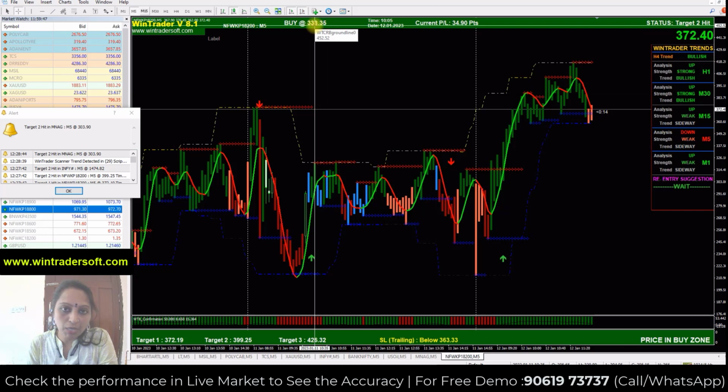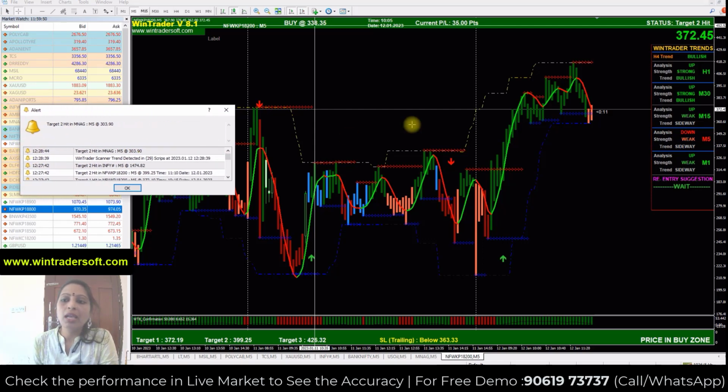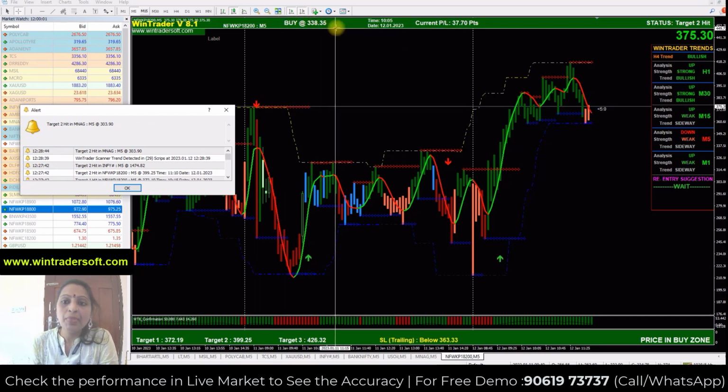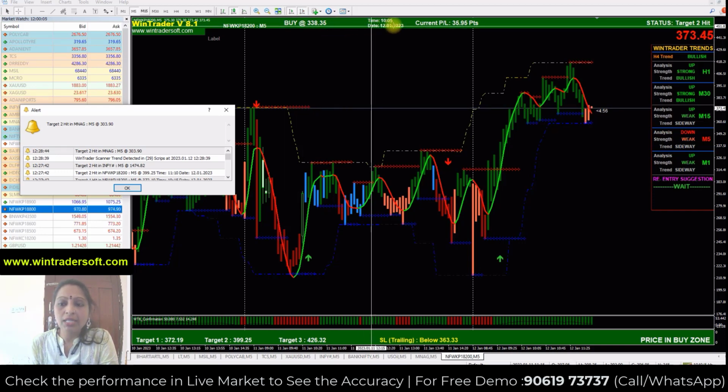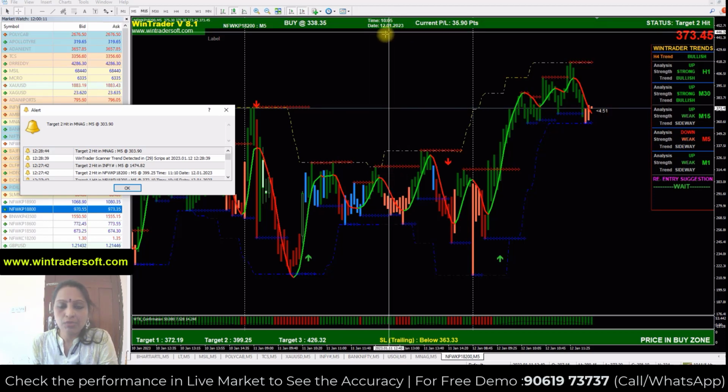Whenever the software gives a buy or sell signal, at the same time an alert message pops up on your screen with a sound effect. In that alert message we can find the entry point. The same details are also displayed in the dashboard above. We got a buy at 338.35, and the time is 10:05 in today's data.